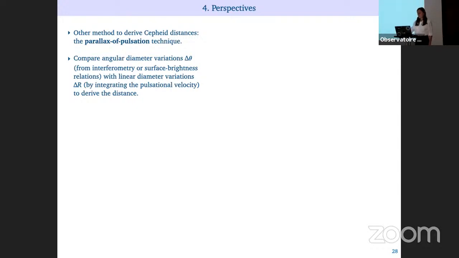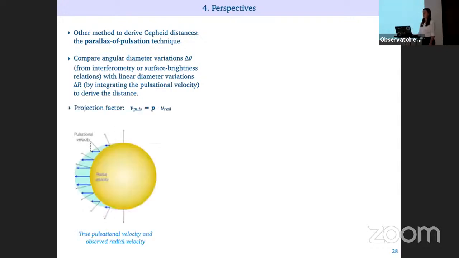But this technique relies on a parameter called the projection factor, or the P factor, which is used to transform the observed radial velocity into the real pulsational velocity of a star. And this parameter depends on the structure and the physics of the star, such as limb darkening or such effects, and it's still poorly calibrated.